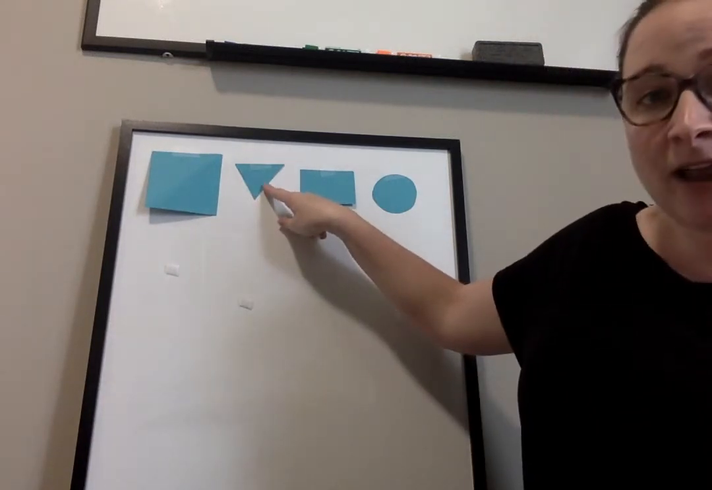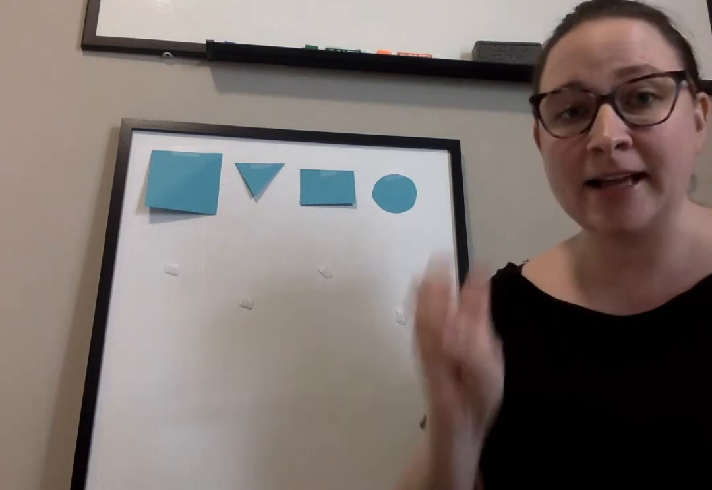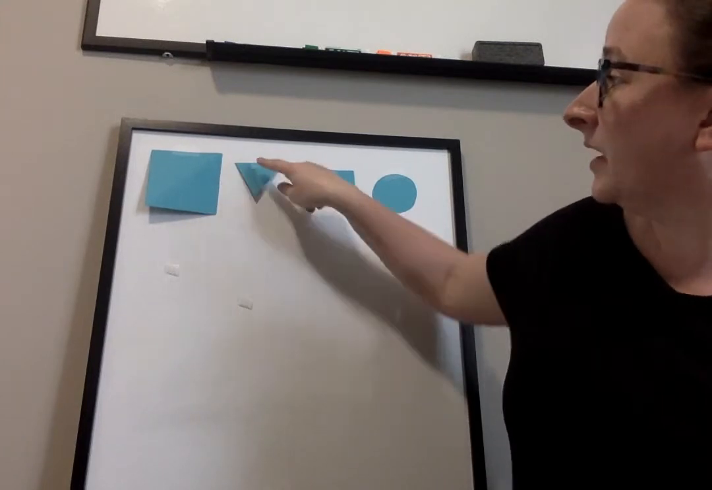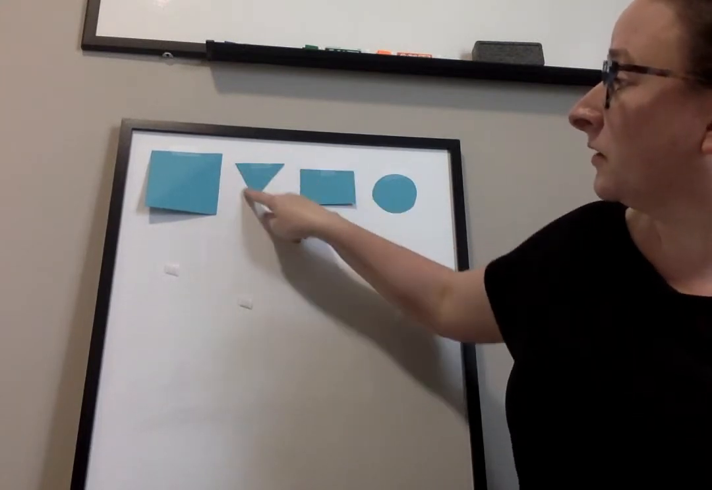This one is a triangle. A triangle has 3 corners, or 3 vertices, and 3 sides. So 1, 2, 3, and 1, 2, 3.